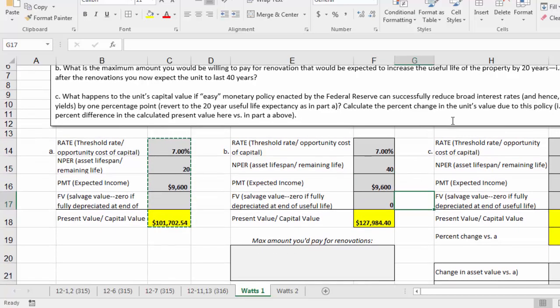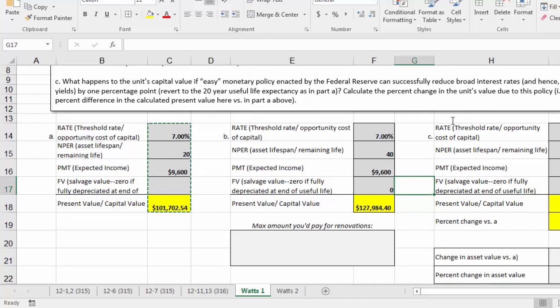And so what's the impact on the present value? Well, we go from 101,000 to 127,900. So we get about a $27,000 increase. Well, that means it'd be worth doing this if I could spend less than the 27,000. If I could do the renovations for 10,000, I get 26,000 in extra present value. That's like a current net realized profit of 16,000, so I would do it.